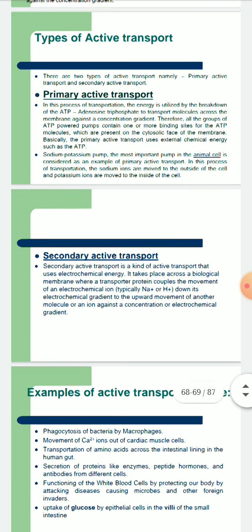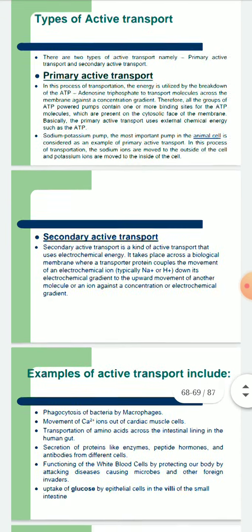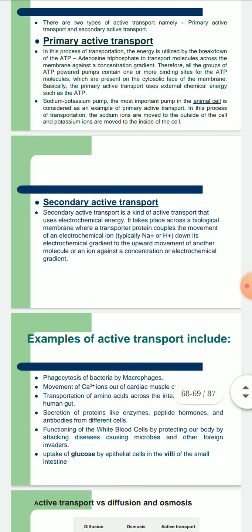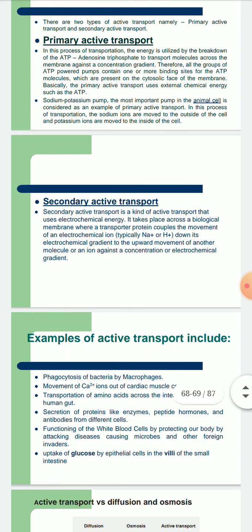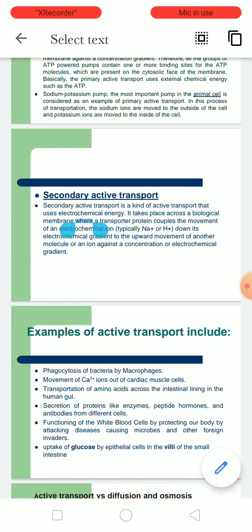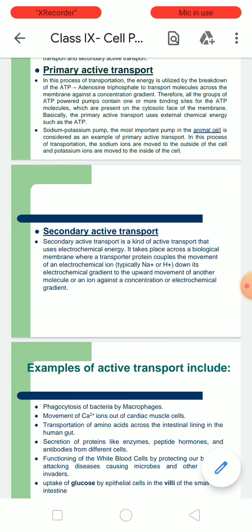Types of active transport. There are two types of active transport, basically primary active transport and secondary active transport. In the process of transportation, the energy is utilized by the breakdown of ATP, that is adenosine triphosphate, to transport molecules across the membrane against a concentration gradient.